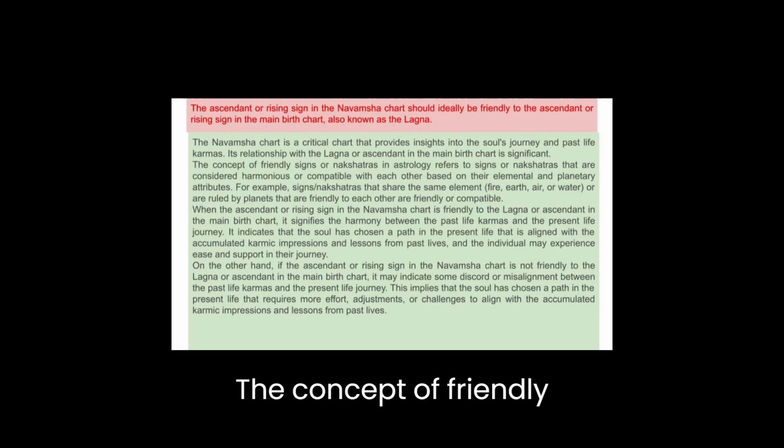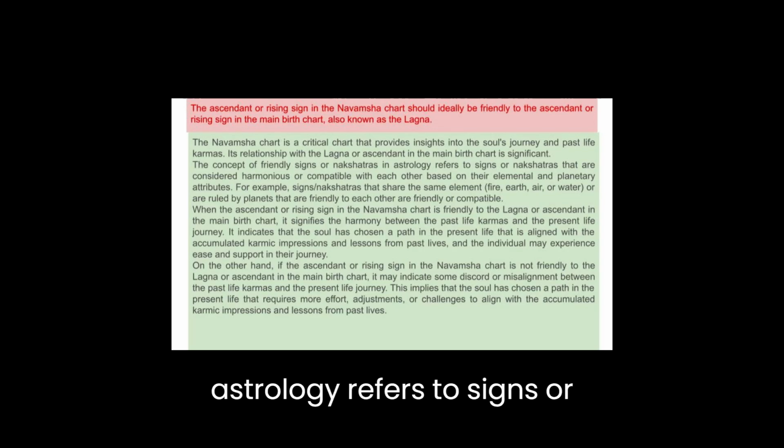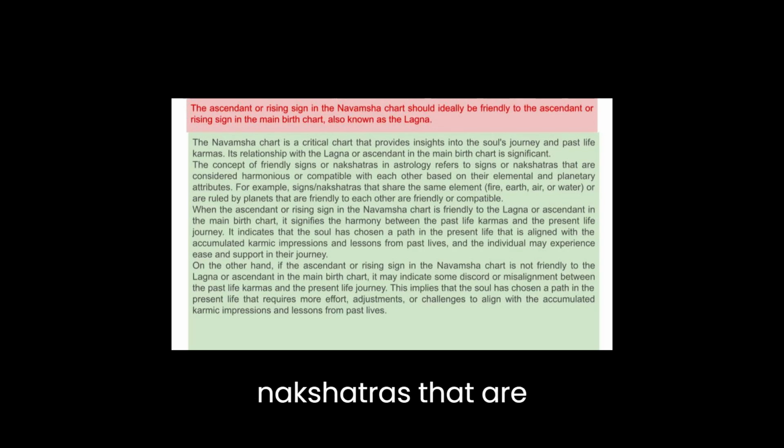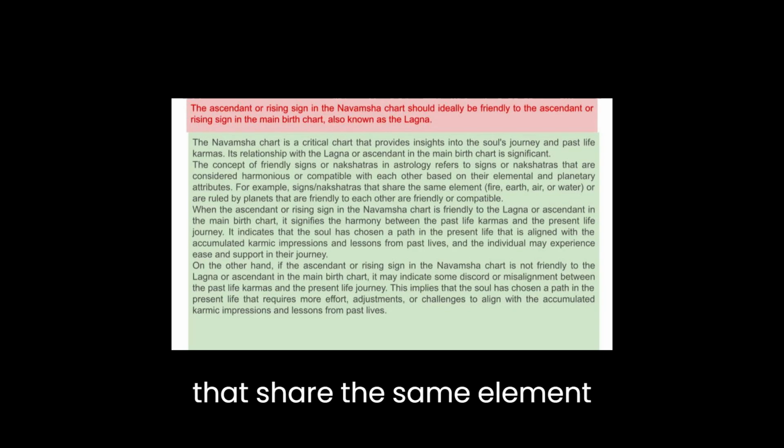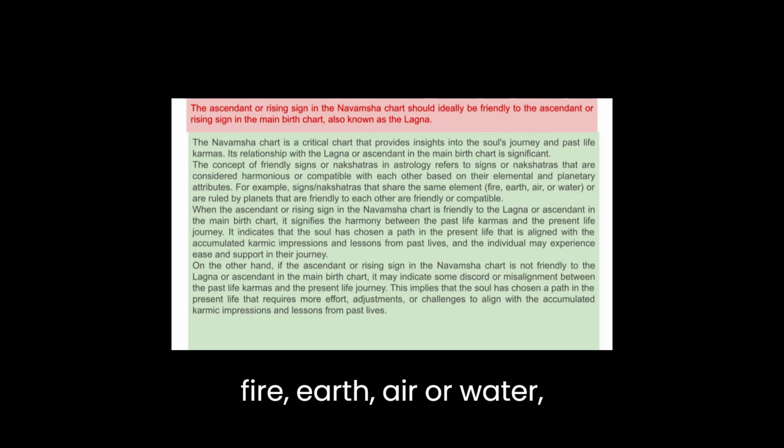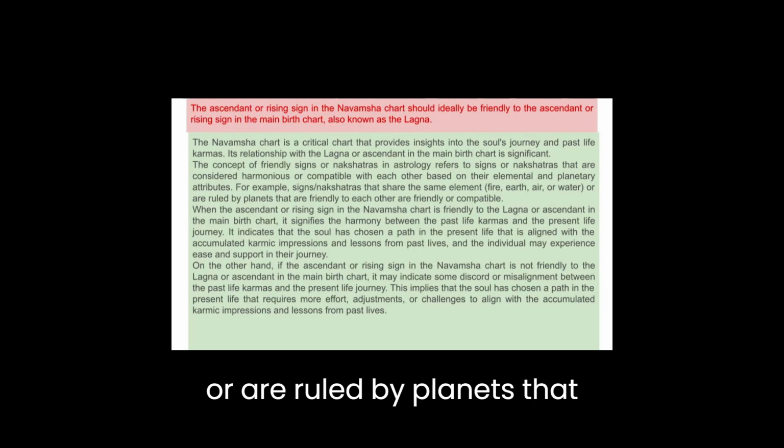The concept of friendly signs or nakshatras in astrology refers to signs or nakshatras that are considered harmonious or compatible with each other based on their elemental and planetary attributes. For example, signs or nakshatras that share the same element, fire, earth, air, or water, or are ruled by planets that are friendly to each other are friendly or compatible.